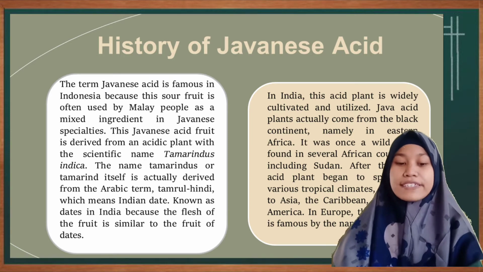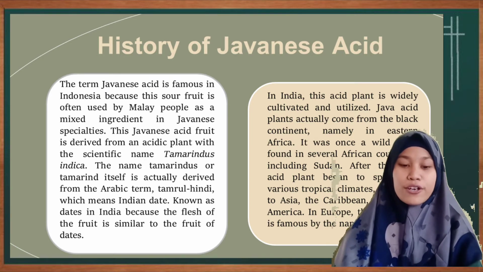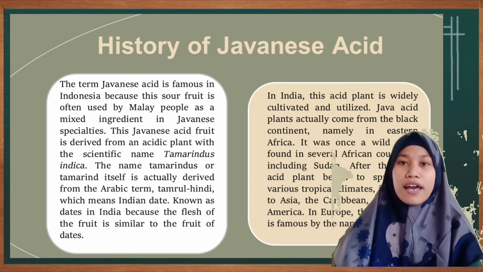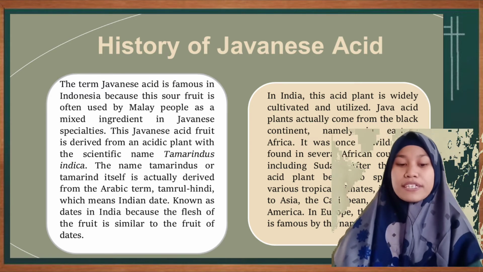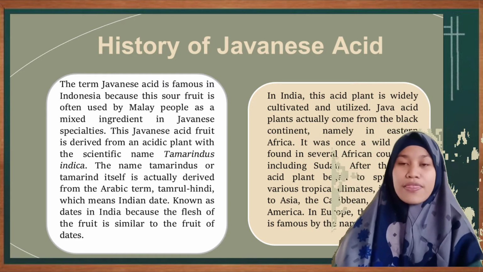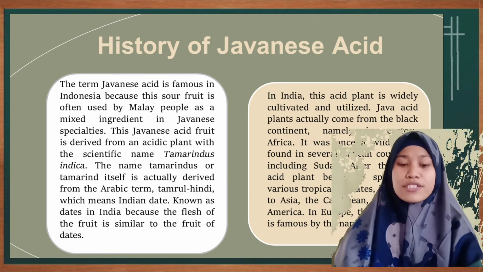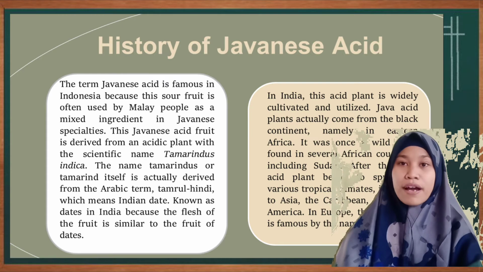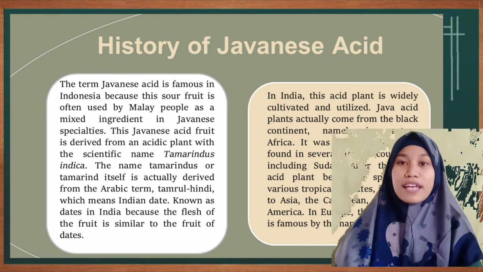Java acid plants actually come from the African continent, namely in Eastern Africa. It was once a wild plant found in several African countries, including Sudan. After that, this acid plant began to spread to various tropical climates, including to Asia, the Caribbean, and South America. In Europe, this sour fruit is famous by the name of tamarind.